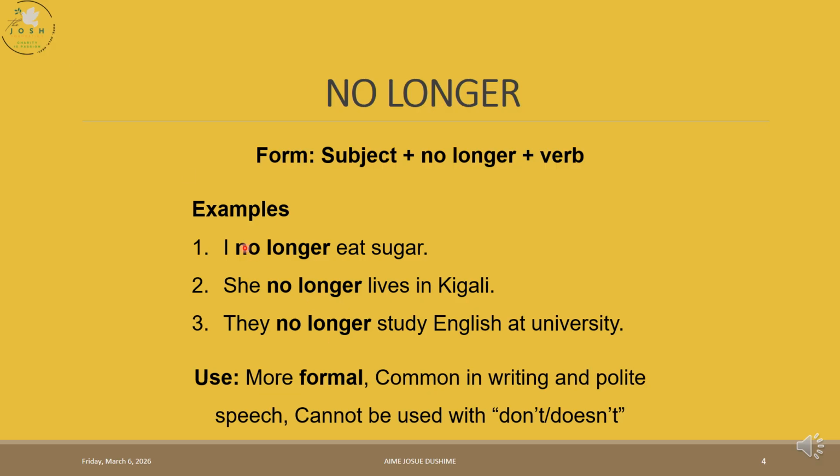When I say I no longer eat sugar, it means I don't eat sugar anymore, like I stopped eating sugar. She no longer lives in Kigali means that maybe this time she's living in Dubai. That's her home place. They no longer study English at university means studying English at university stopped.